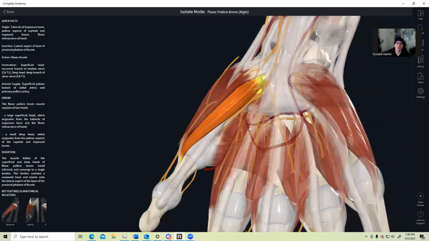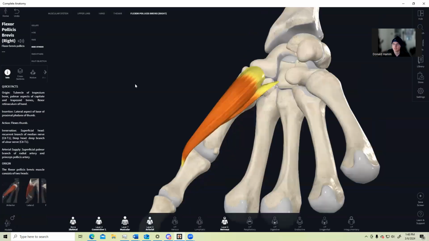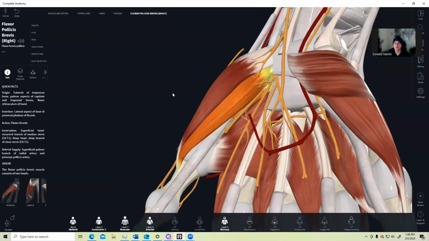The thing that we have to know about it, though, is that there's kind of two heads to it. There's a superficial and a deep head, and there's actually going to be a split innervation depending on which head you're talking about. This superficial head is going to be the median nerve, specifically that recurrent branch of it, and that deeper head is going to be a branch of the ulnar nerve. So we talk about the ulnar nerve being the 1.5 nerve in the forearm. It's actually a 1.5 nerve at the thumb, with it being half the innervation to the flexor pollicis brevis.